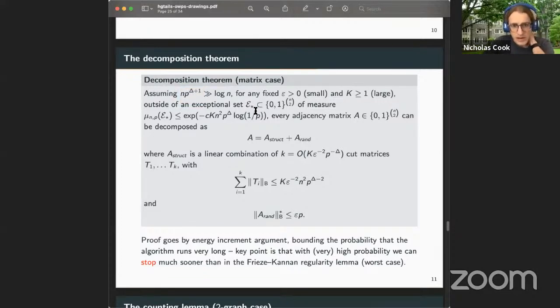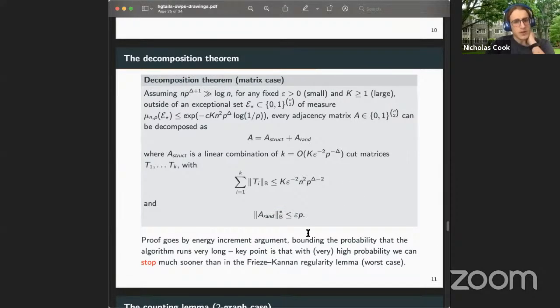outside of an exceptional set of small measure, every adjacency matrix can be decomposed into two pieces, a structured piece and a random piece. The structured piece is a combination of not too many cut matrices, where we can control the total size as measured in the B norm. So you don't need to think about what these bounds actually say. It's just, we have the right sort of control on it. And the remainder is small in the B star norm. And this turns out to be the right scale that we want in order to detect these localization phenomena.